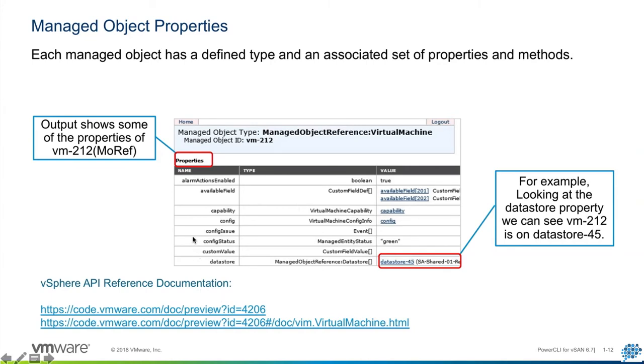We are at the page which says properties, and if you look at the properties, there is a property called datastore. On the datastore property, we see that this virtual machine is on datastore 45, which is basically this datastore, SA-shared-01. This virtual machine is on this particular datastore. So using the properties, we can get a lot of information about a particular object, which in this example is this virtual machine.